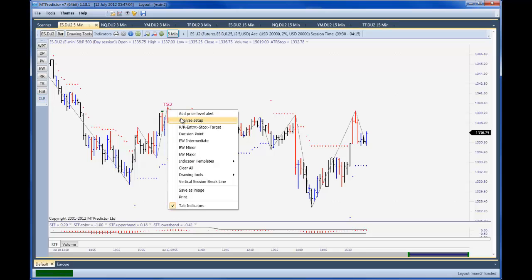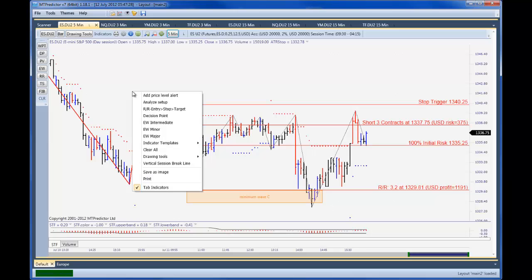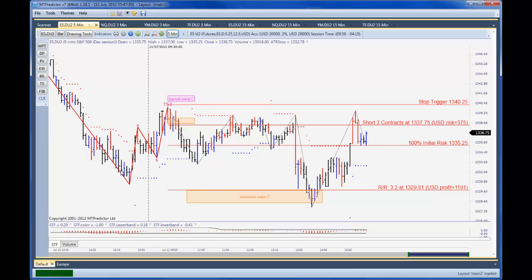If I right mouse click and do analyze setup, you can see this took us in for another short trade. It was a very bumpy ride as the market went sideways here before the Fed did an announcement. The market then came down beautifully and actually came to our projected target, where the profit was 3.2R. The projected target was actually the low of the day, so that's a very nice place to be taking profits. And in fact, if I put the vertical session line breaks on there, you can see that this single trade would have had you short from pretty much the high of the day, which was here, down to take profits at pretty much the low of the day.